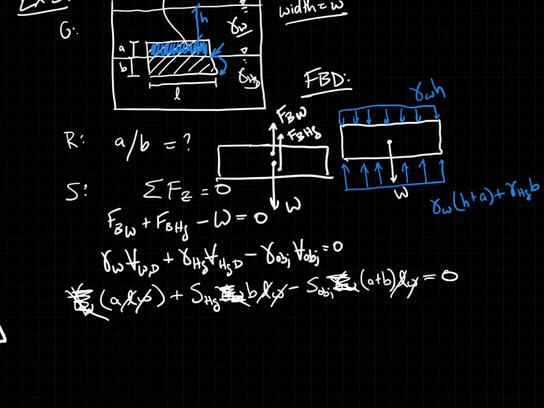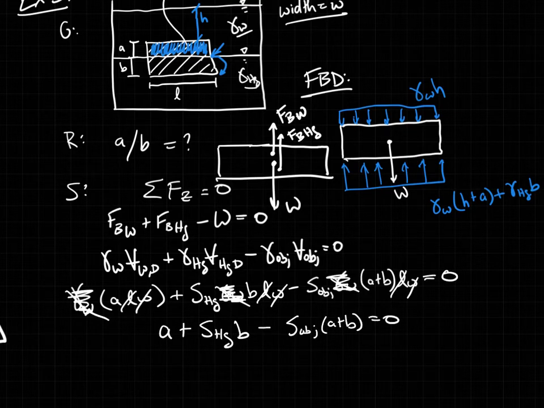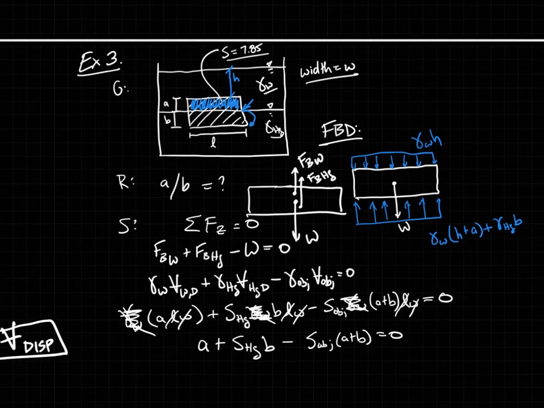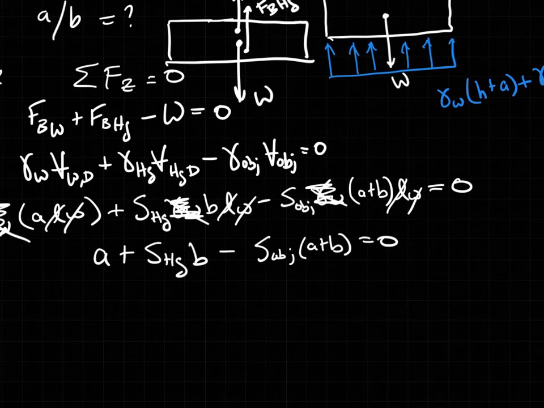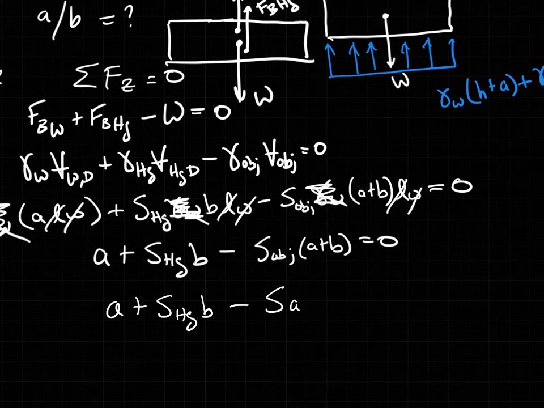All right? So let's write this as A plus SHGB minus S object times A plus B equals 0. I'm just going to call that S because that's what we called it up here. We just called it S right here. But note that that is the S of the object. So I'm just going to start calling it S because I don't feel like writing S obj each time. So we end up with A plus SHGB minus SA minus SB equals 0.